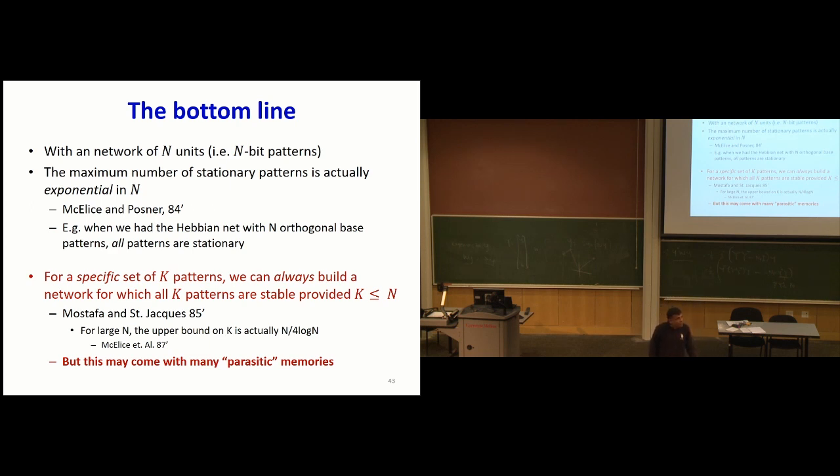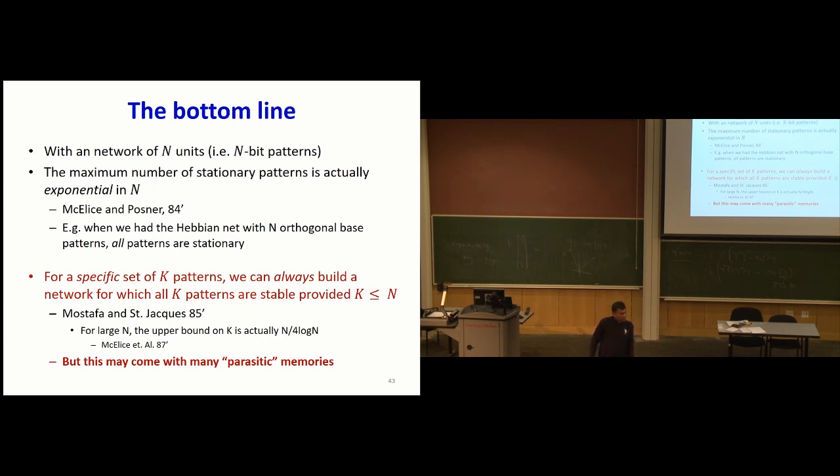So the bottom line is that with a network of n units, the maximum number of stationary patterns that I can store is actually exponential in n. Where did that exponential in n come in? Because if I compose my weights matrix using n orthogonal vectors, pretty much every pattern is stationary. And how many n-bit patterns do we have? 2 raised to n. So the number of patterns that actually become stationary is exponential in n. If you want to store a specific set of k patterns, it turns out you can always build a network for which all k patterns are stable, provided k is less than or equal to n. But this may come with many parasitic memories.